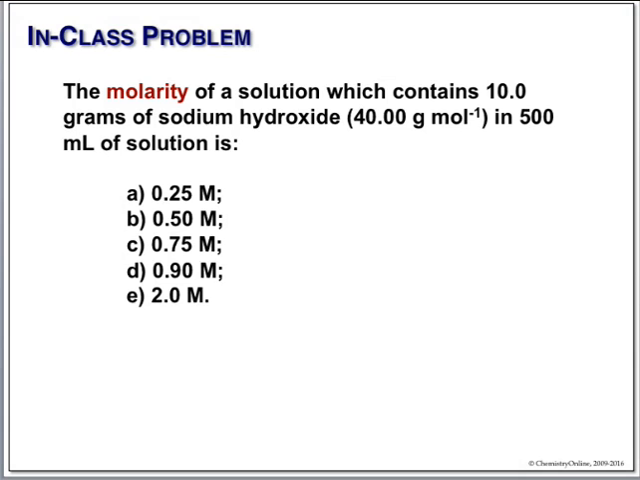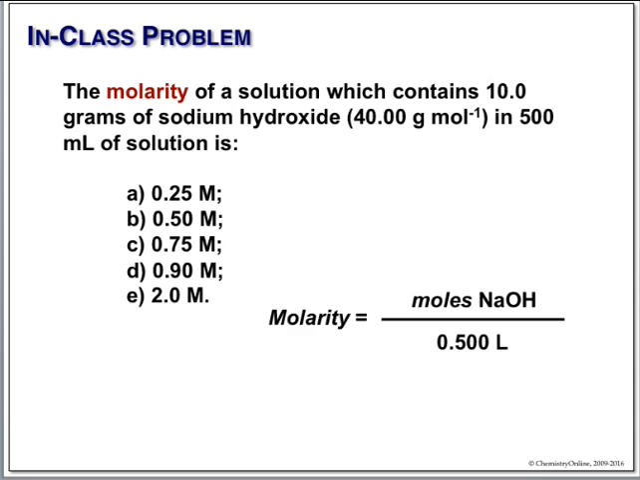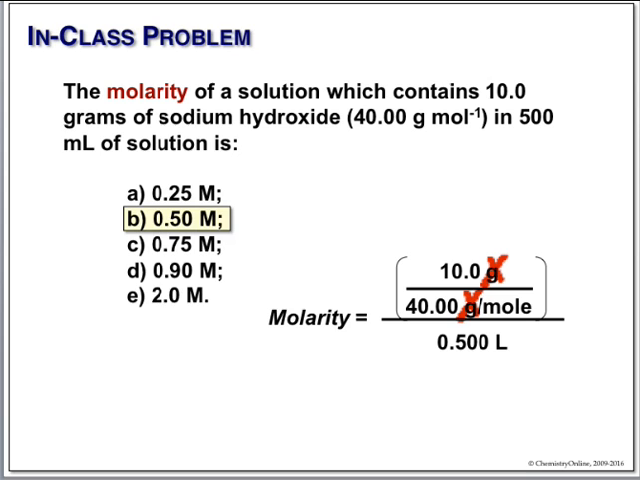Remember, how do we do this one? We have a mass and a molar mass. That gives us moles, doesn't it? We have a volume. Convert that to liters. And that gives us moles per liter. So, how do we do this? Again, our molarity is going to be moles of sodium hydroxide divided by our liters. Moles of sodium hydroxide is just going to be mass divided by molar mass. And our calculation is simple. 10 divided by 40 divided by 0.5. We're at half molar. All the same sort of problem. Moles divided by liters.